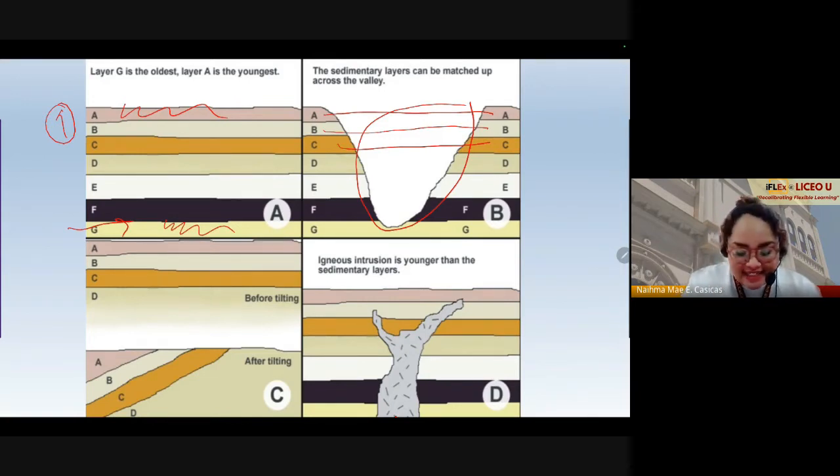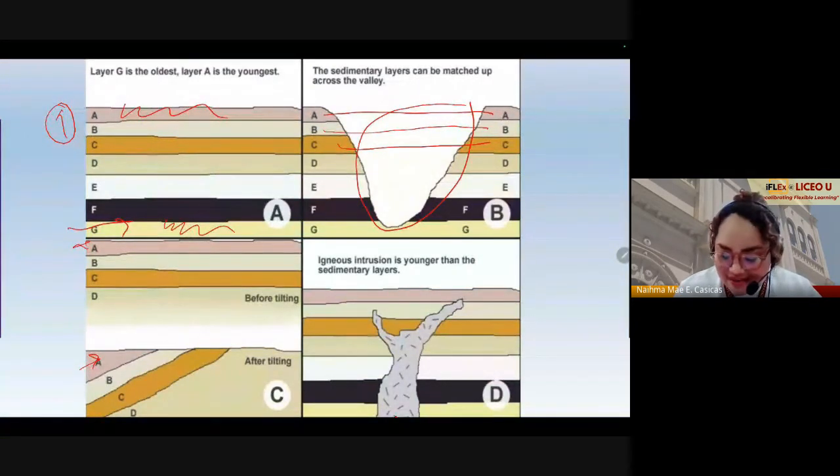And then next is, some of your rocks will tilt. It depends on the pressure. If it was once upon a time horizontal, then pressure pushed on it, or an earthquake happened, so your rock layer will tilt. But it will still follow the same thing. What was topmost before will still be the youngest rock.